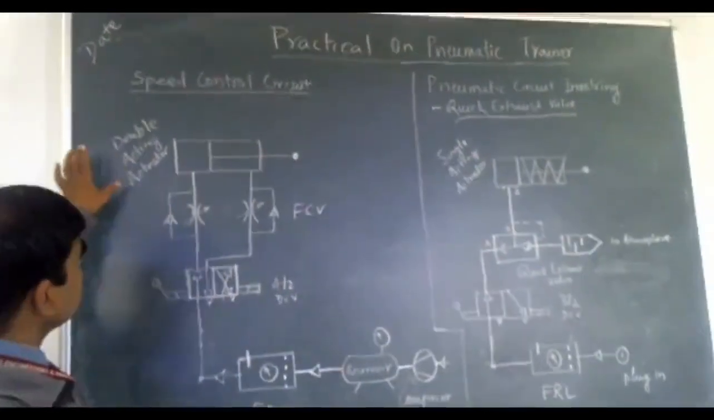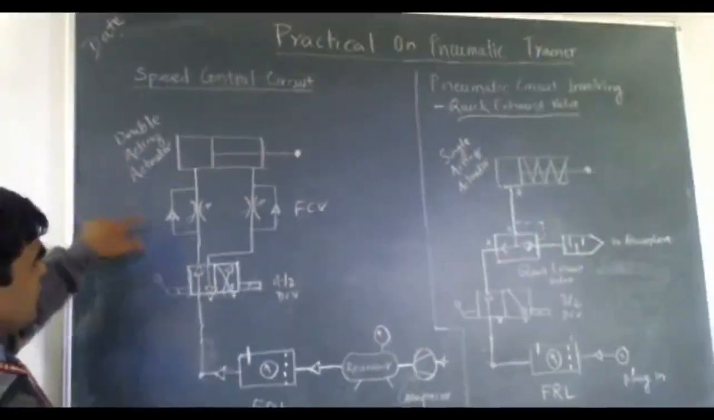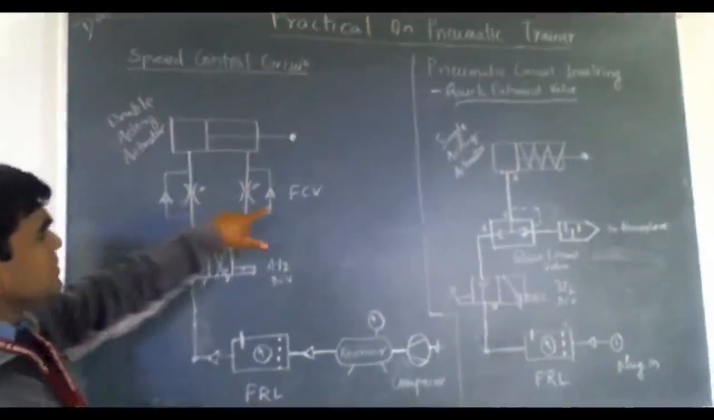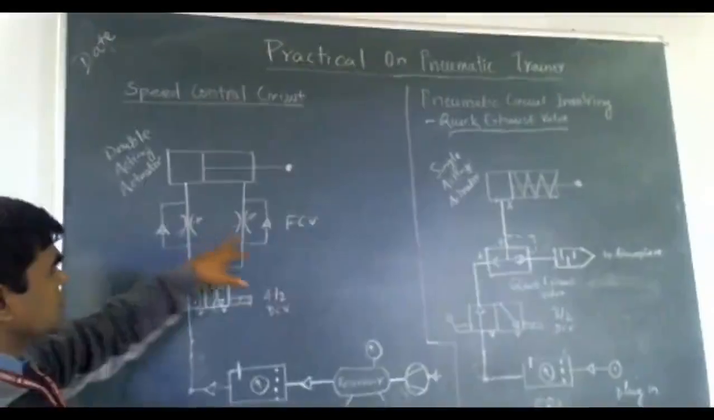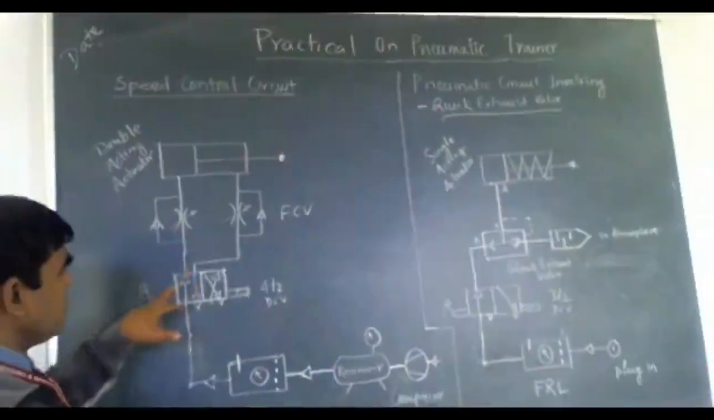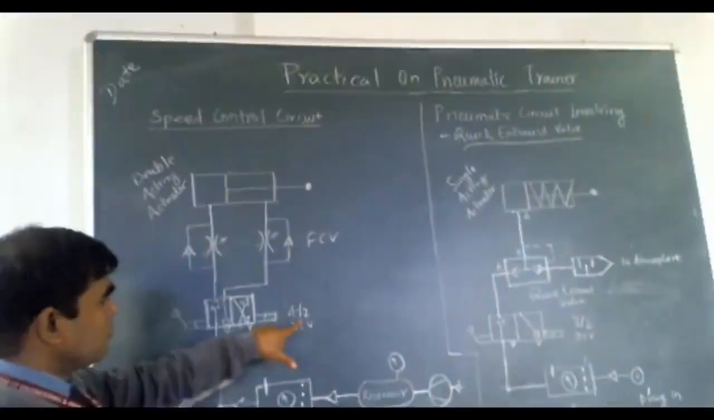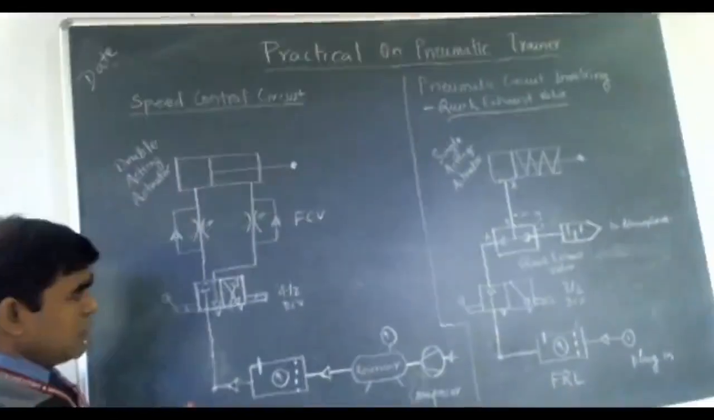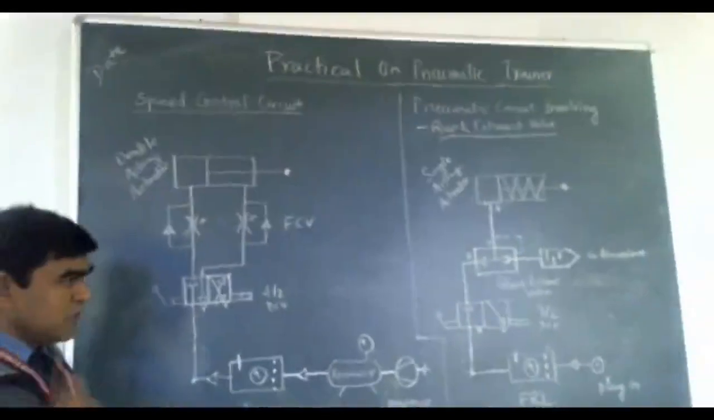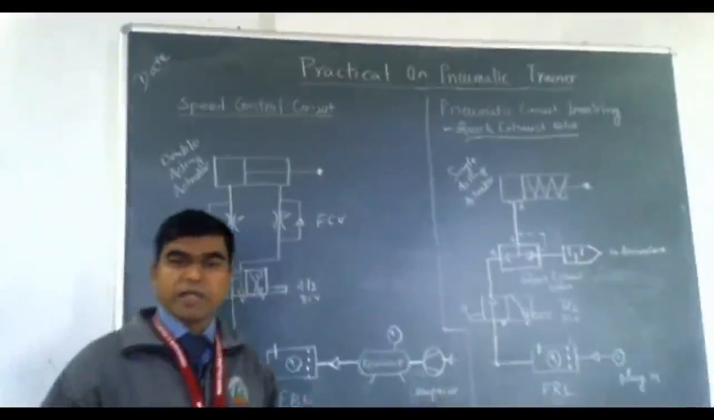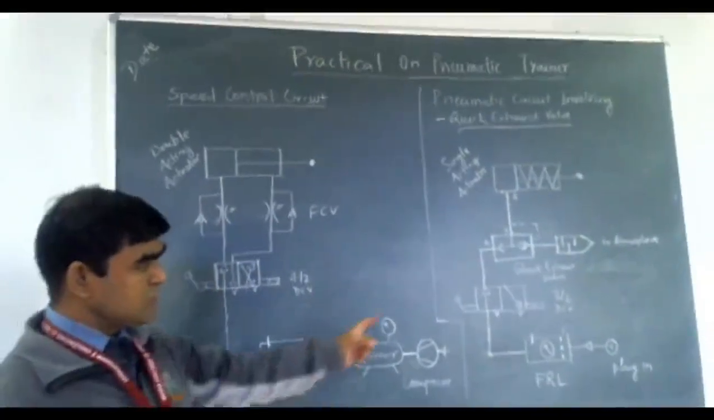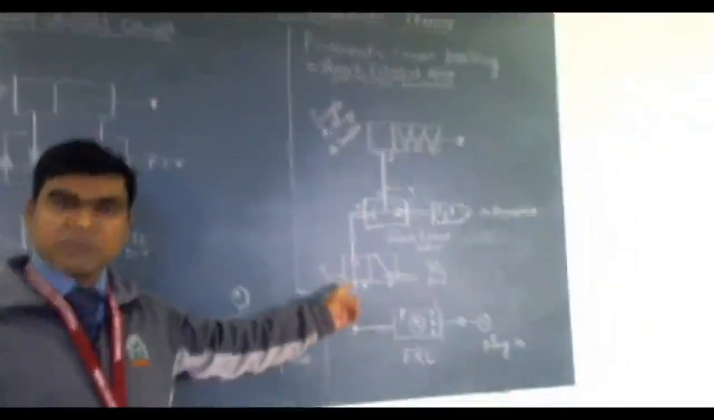Here I am showing a double acting actuator. This is the FCV, flow control valve. This is the check valve, a one way flow control valve we have. This is a 4/2 direction control valve. So these components we also see on the pneumatic trainer. We see this circuit using a quick exhaust valve.